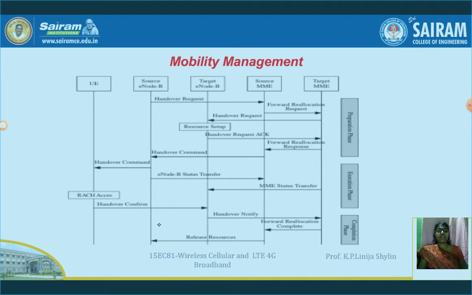Then we will come to the completion phase. In the completion phase, the handover notification is given to the target MME, and the forward relocation completion acknowledgement is given to the source mobility management entity. The resource release process also happens in the completion. We are doing all this to release the resources held for the status transfer, handover command, handover request, and all those things. Finally, the resources have been released at the source eNodeB.